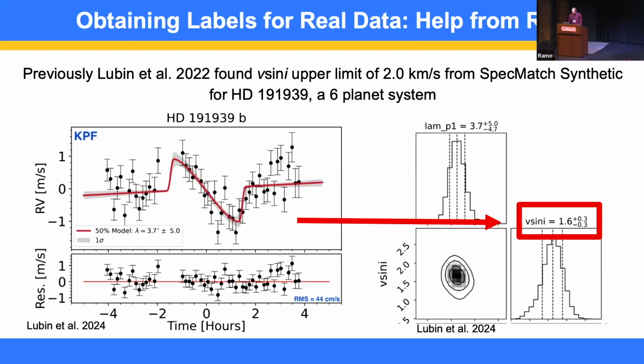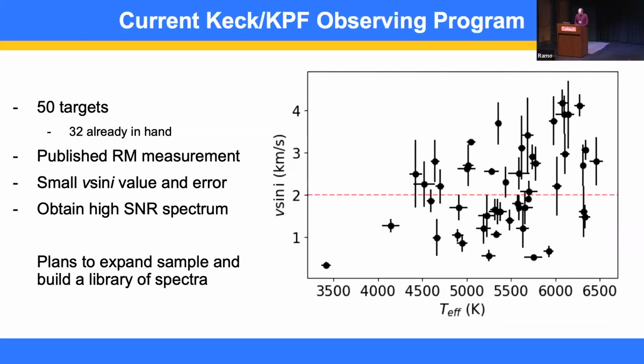So I've got an observing program with KPF. We're going after about 50 targets that have had RM measurements previously published. Therefore, they have these spectrum-independent V sin I values. So we know the V sin I is very low. We know it's precise. These are going to be the training labels for this data-driven model.